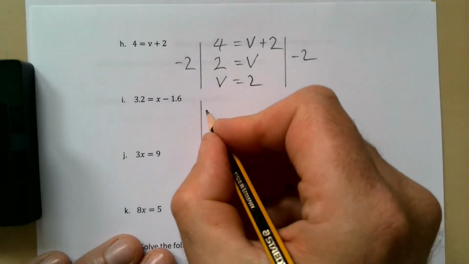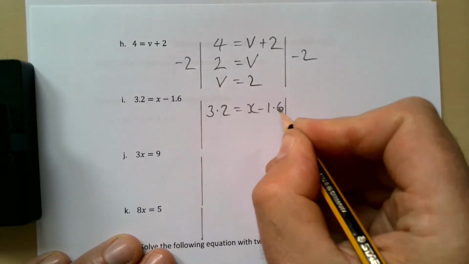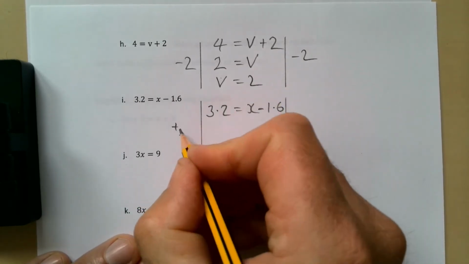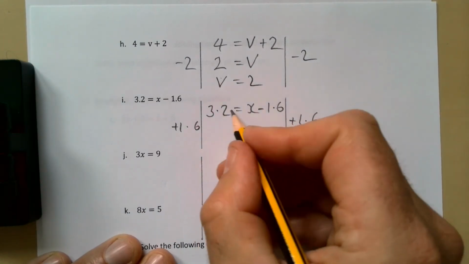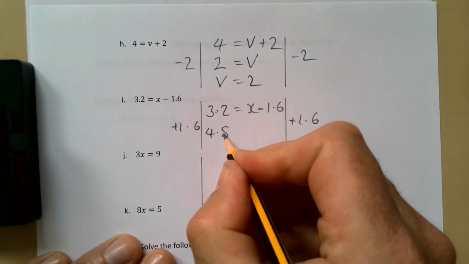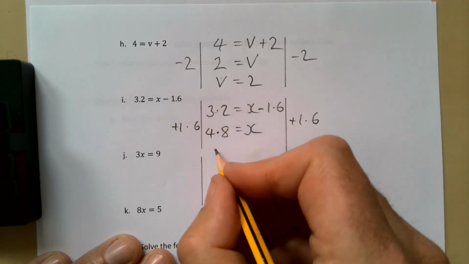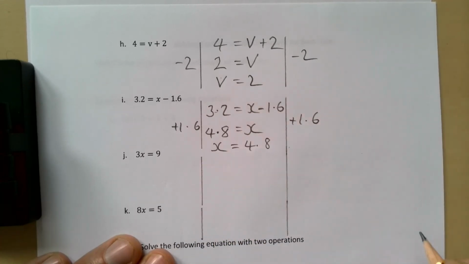Bit of an odd one here as well. 3.2 = x - 1.6. So we have a minus 1.6 here that we don't want. So we need to add on 1.6 to both sides. If I add 1.6 here, I get 4.8. If I add on 1.6 to this side, I just get x. Unlike the last one, I write it out then properly.